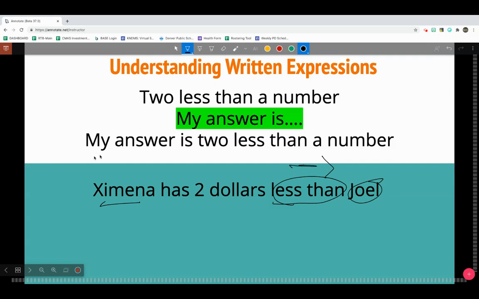And the same applies to the way it's written. For me to get my answer, I need to subtract $2 from my number to figure out what that answer is. So in this case, my expression should be n minus 2, because I am taking away $2 from whatever that number is to get my answer.